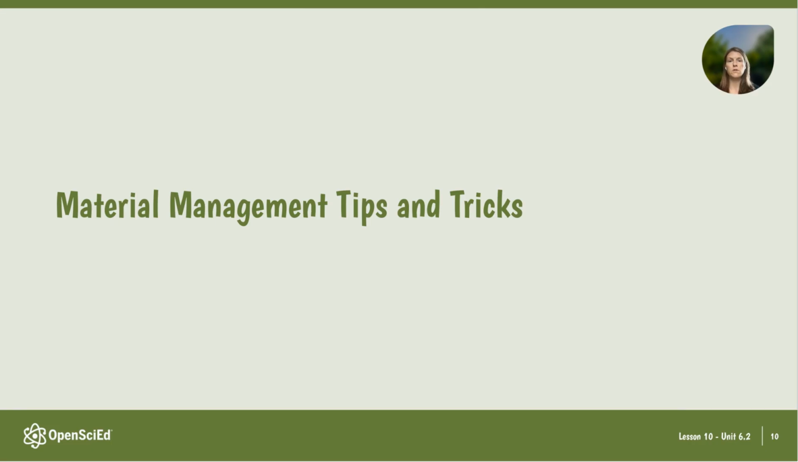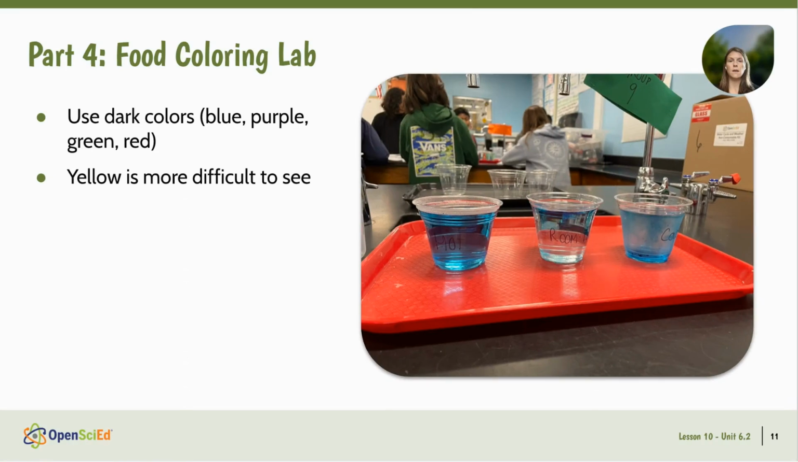Okay, again, I have one material management tip and trick for this lesson. So the food coloring lab, this is an oldie and a goodie. I highly recommend it. When I ask my students what's something we did that really helped you learn, a lot of them talk about this lab. It's very visual. So I really recommend doing it in tandem with the other activities in this lesson. But my only tip here is to use dark colors. If you use something like yellow food coloring, it's not going to be as easy for them to see the movement as if you do with darker colors like blue, purple, things like that. So that's my only tip.